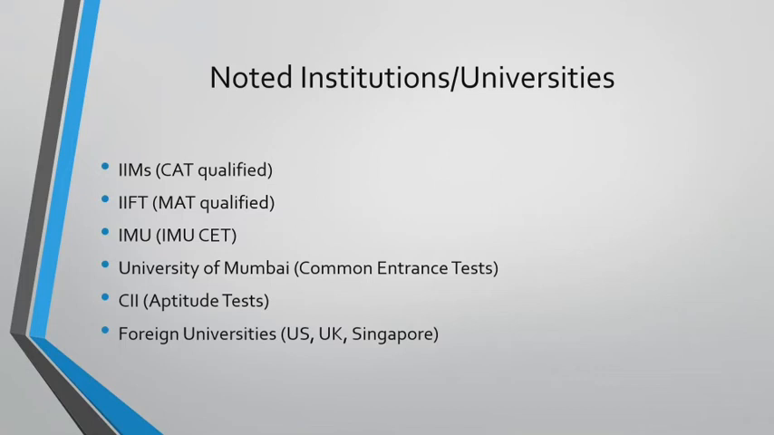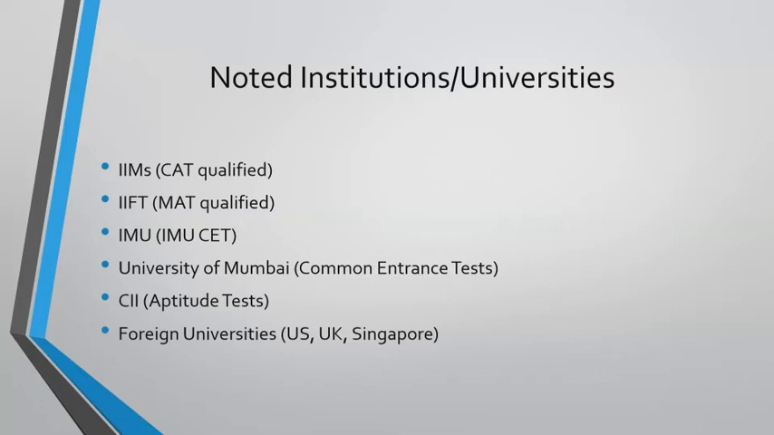Then you have University of Mumbai. You have different colleges and institutions affiliated to the University of Mumbai, which conduct bachelor's degrees as well as postgraduate degrees and diplomas, full-time and part-time, in various formats, where they conduct their own common entrance tests, which you will have to go through. Then you have the Confederation of Indian Industry, that is CII, which also conducts a lot of certificate programs and diploma programs, where they have their own aptitude tests for the selection.